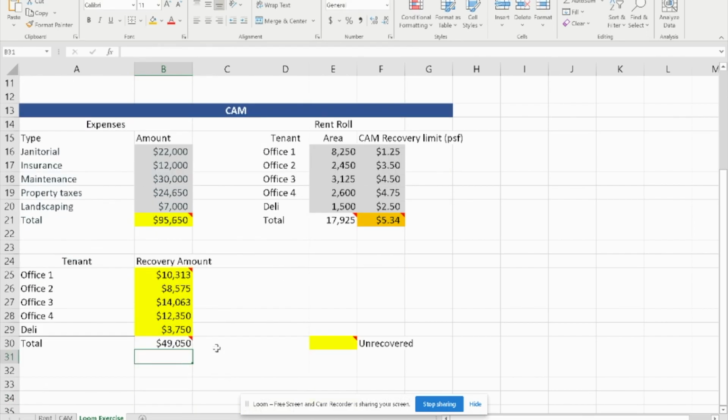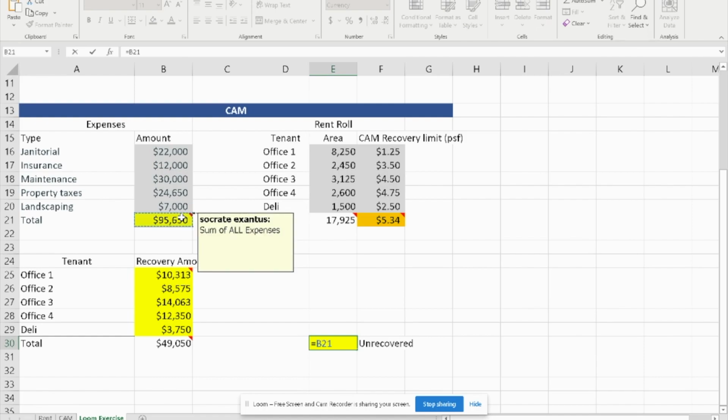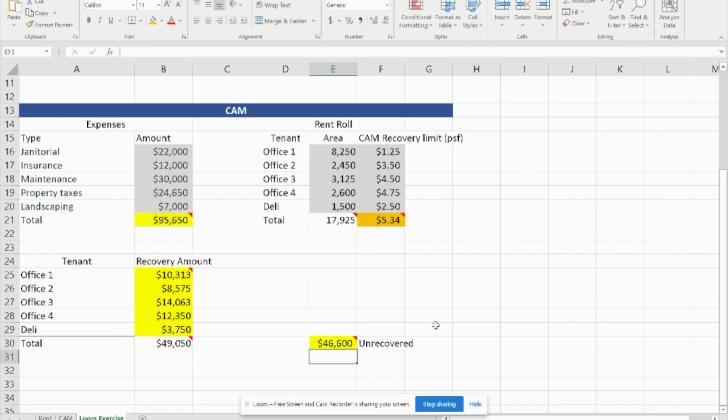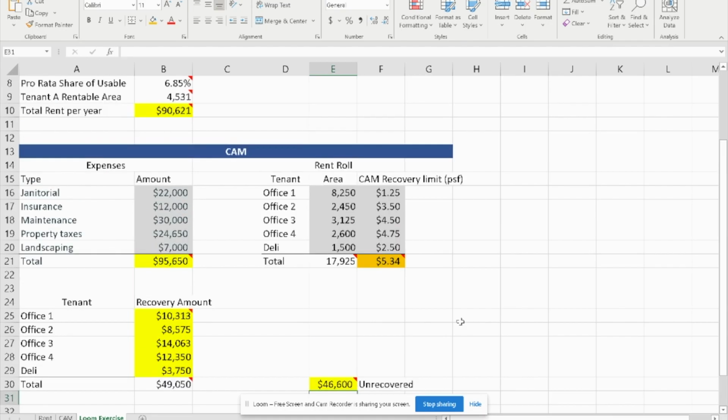$49,050. And then to calculate the unrecovered amount is going to be the total expense for that building minus the recovery amount, which will give you the unrecovered amount. You should get $46,600 as the unrecovered amount.